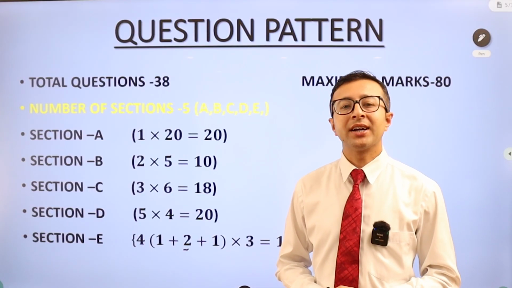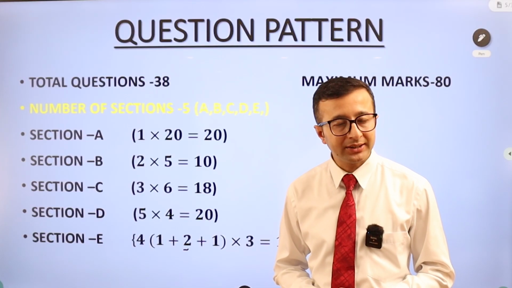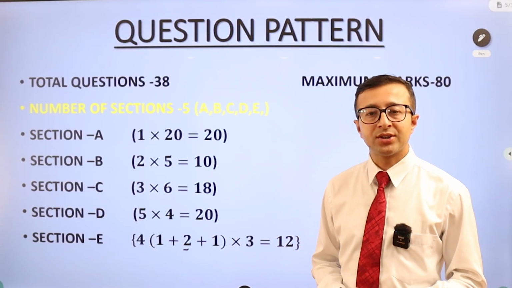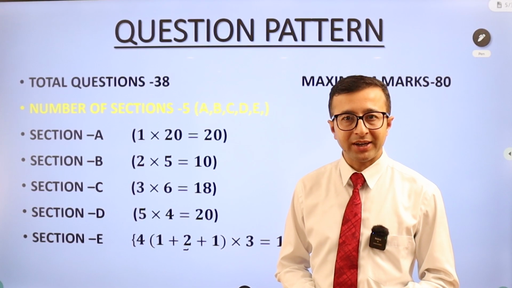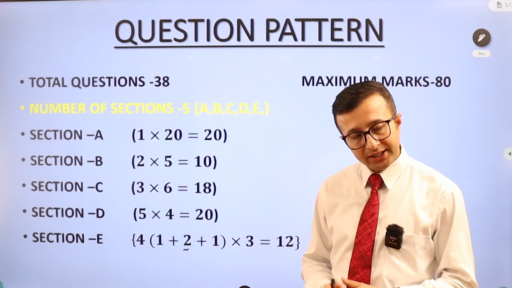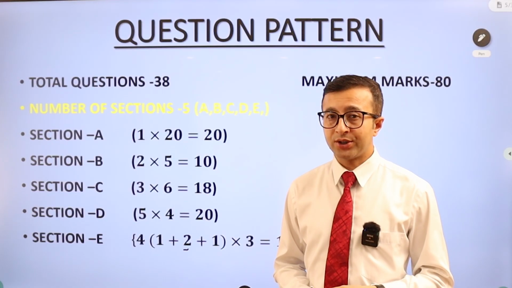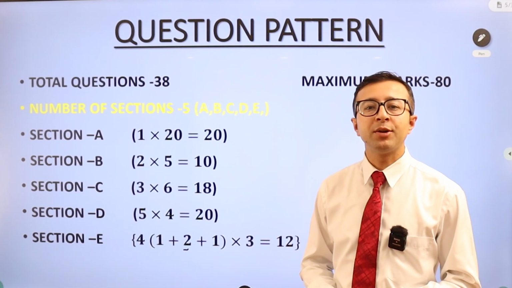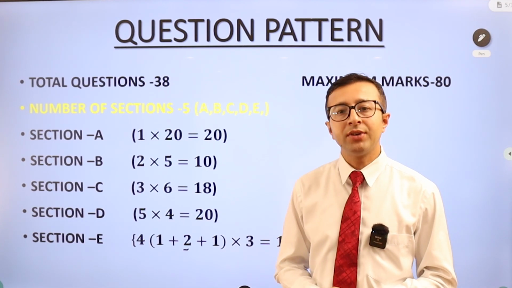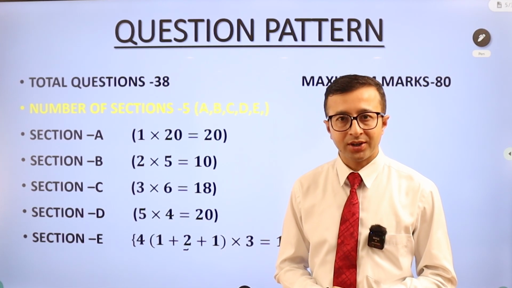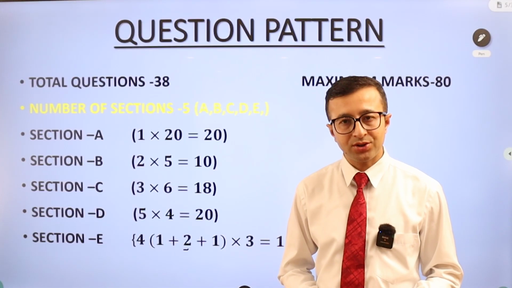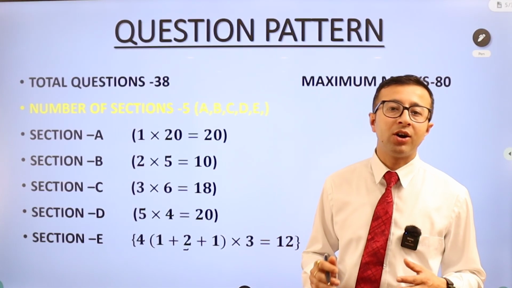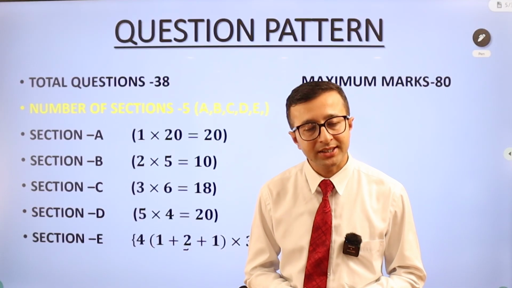Section A, MCQ and assertion-reason based, gives us 20 marks. Section B, 5 questions of 2 marks, is 10 marks. Section C, 6 questions of 3 marks, is 18 marks. Section D, 4 questions of 5 marks, gives us 20 marks. And Section E, 3 questions of 4 marks each, which are case based and abstract questions, gives us 12 marks. Altogether 80 marks. Maximum marks is 80.